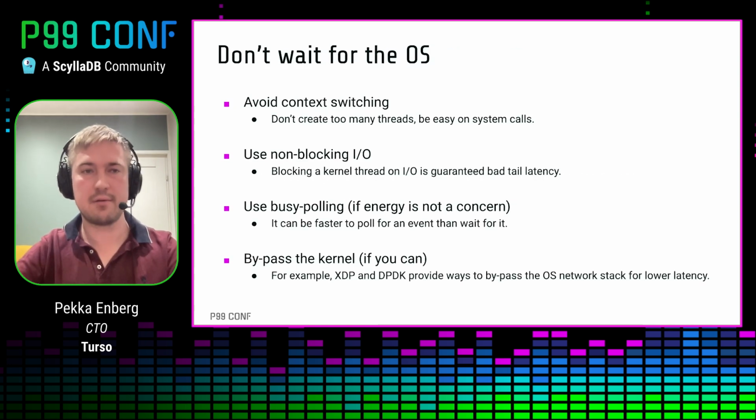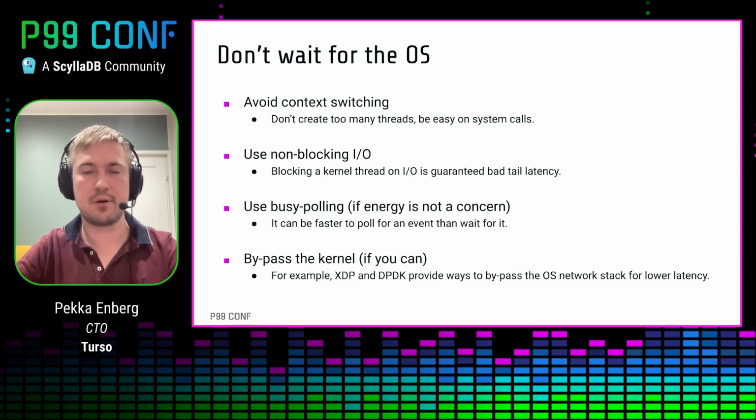Then, wrapping up the avoiding waiting stuff: you shouldn't wait for the operating system. Some rules of thumb as well. You should avoid context switching, so don't create too many threads. Be easy on the system calls; this can easily create tail latency in any application. Also use non-blocking I/O. For example, io_uring or even the Linux AIO interfaces are pretty good with this. Essentially, blocking a kernel thread on I/O is more or less guaranteed bad tail latency, eventually at least.